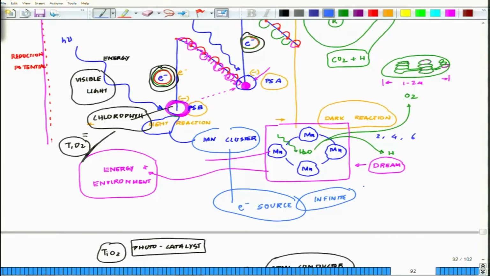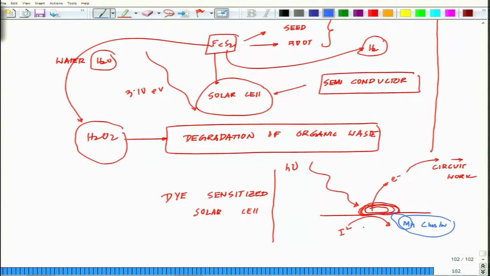whereas out here in dye sensitized solar cells or Grätzel cells, you can pick up any of those reviews, it is the iodine molecule which supplies that additional electron.